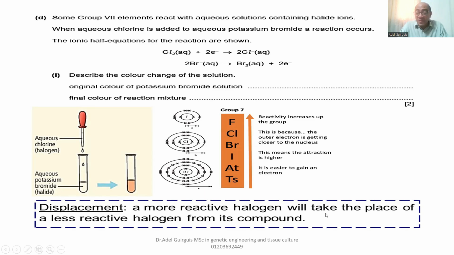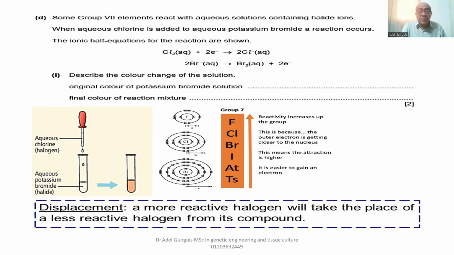What is meant by displacement? Displacement is a type of reaction where a more reactive halogen will take the place of a less reactive halogen from its compound. So when chlorine meets bromine in its halide salt, chlorine replaces or displaces bromine in solution, and takes the place of it.